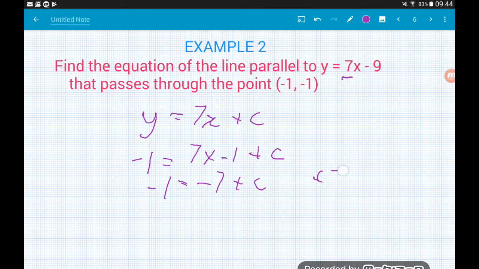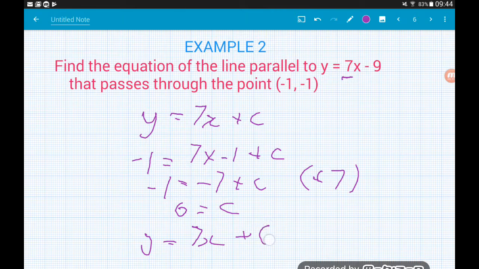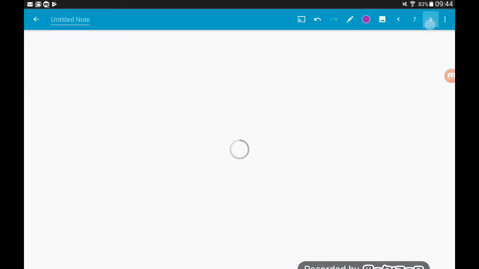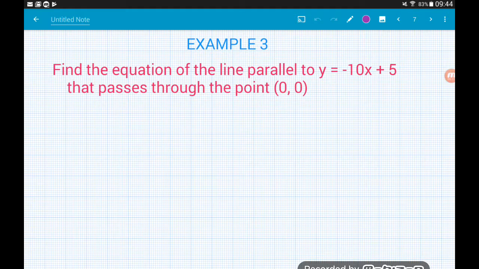And then finally, add the 7 to both sides. -1 plus 7 will give us 6 is equal to c. So the equation of our line is y = 7x + 6. Cracking, jobs are good. Okay, let's look at one more example like that.